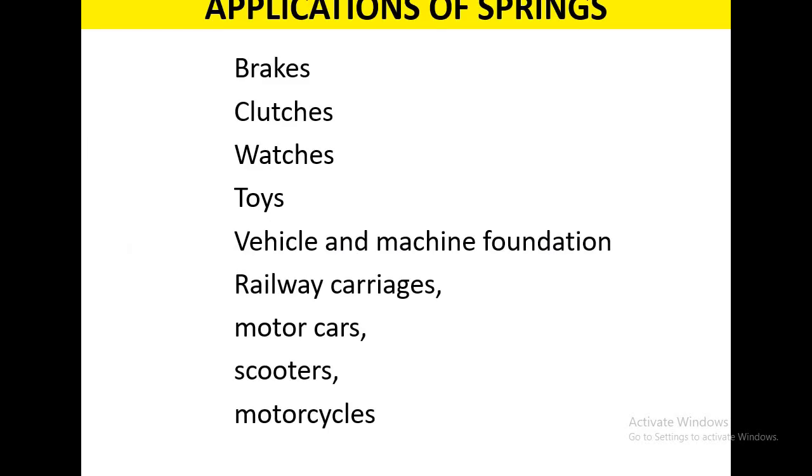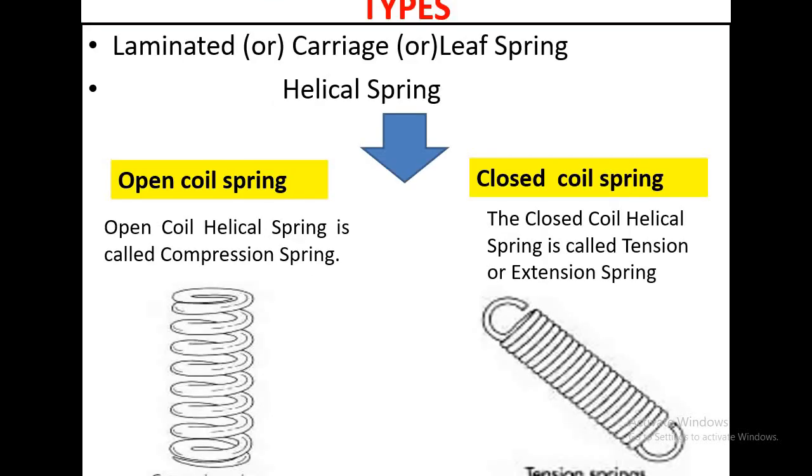And coming to the second topic, spring. We know a spring is an element used in brakes, clutches, watches, toys, vehicle and machine foundations, railway carriages, motor cars, scooters and motorcycles. It gives the cushioning effect for the arrangement. It absorbs shock and vibration, and it gives the retraction effect for applications. Likewise, we use springs in day-to-day life.